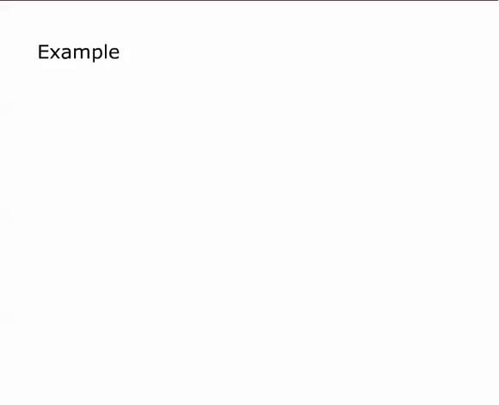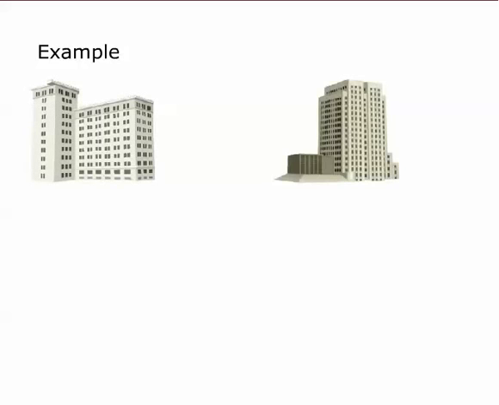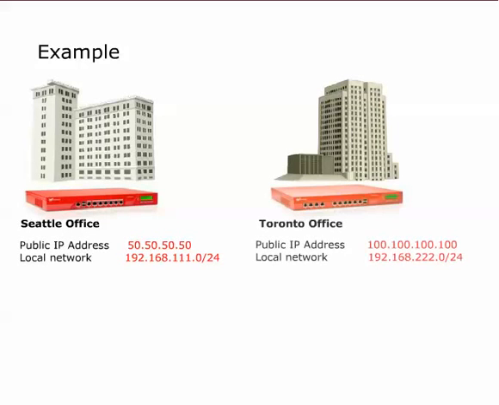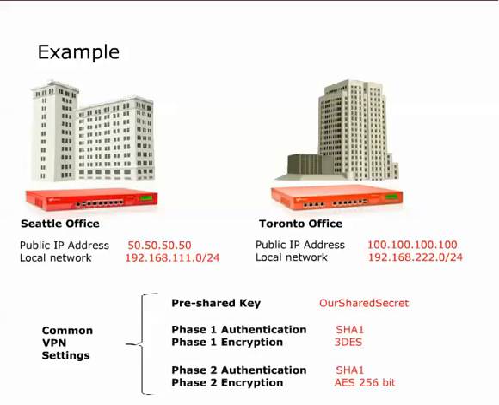Now let's walk through an example of how to set up a branch office VPN between two Watchguard XTM devices at two different sites. Let's call the two sites the Seattle office and the Toronto office. For this example, let's assume that we've already collected all the information we need to configure the VPN and that we've agreed on the shared key and the authentication and encryption settings to use for our tunnel. For our example, both sides agree to use the default authentication and encryption settings.